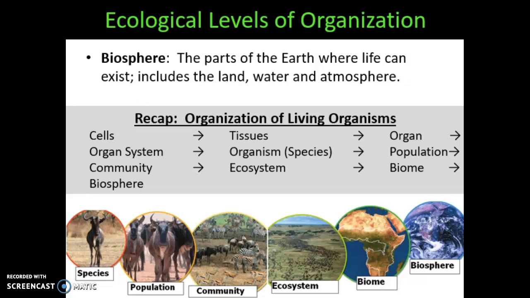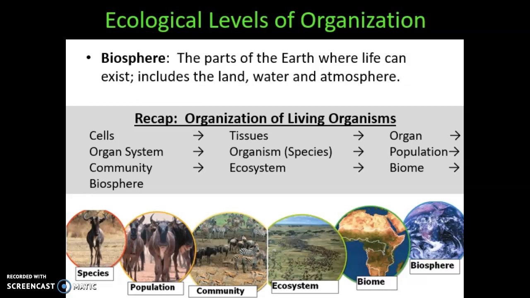The smallest particles that can be considered alive are cells. A bunch of cells working together are tissues. A bunch of different types of tissues all working together to do one job makes up an organ. A bunch of different organs working together makes up an organ system, which eventually makes up an organism, which is a part of a species.